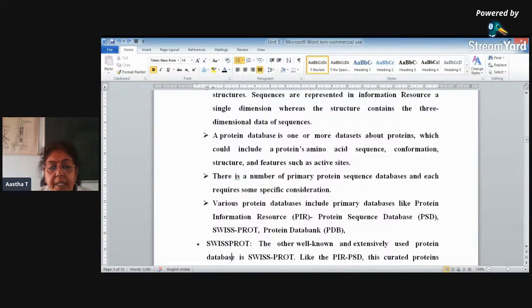Several protein sequence databases are available and they include primary databases like Protein Information Resource PIR, Protein Sequence Database PSD, SwissProt, Protein Data Bank, etc. So these are the primary databases.